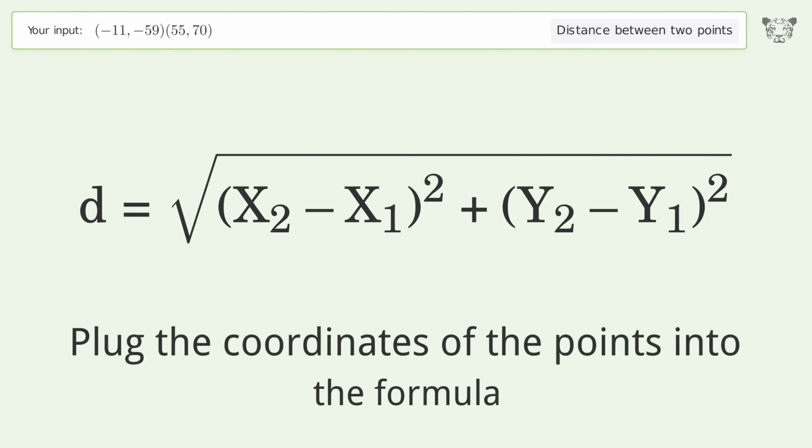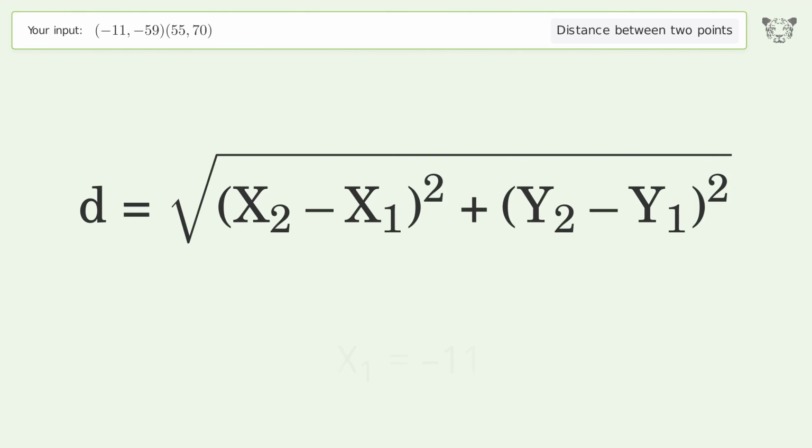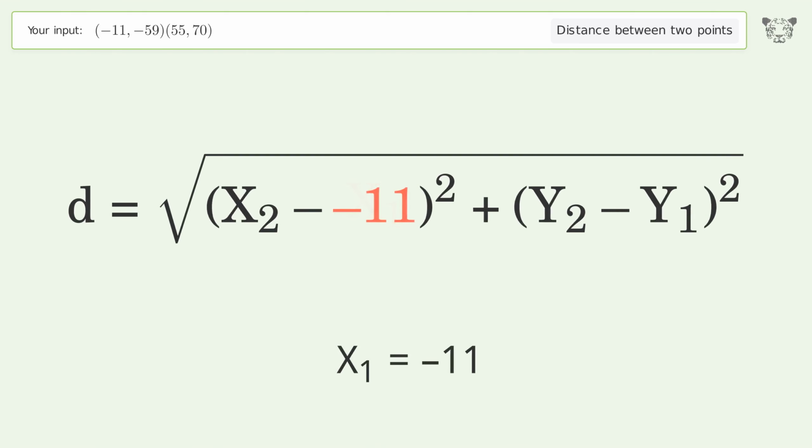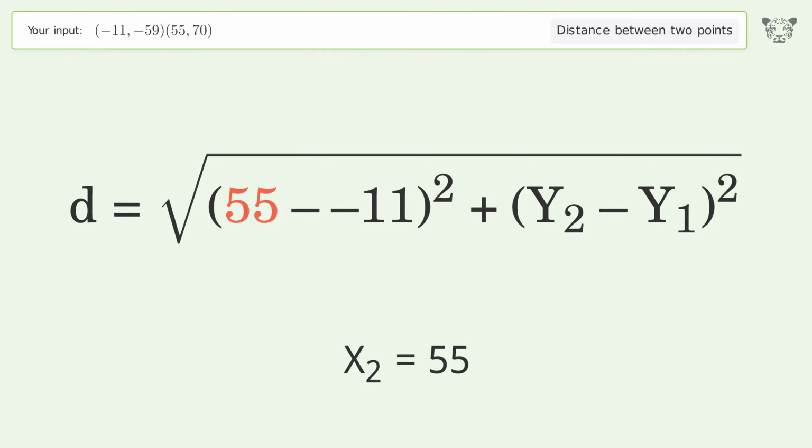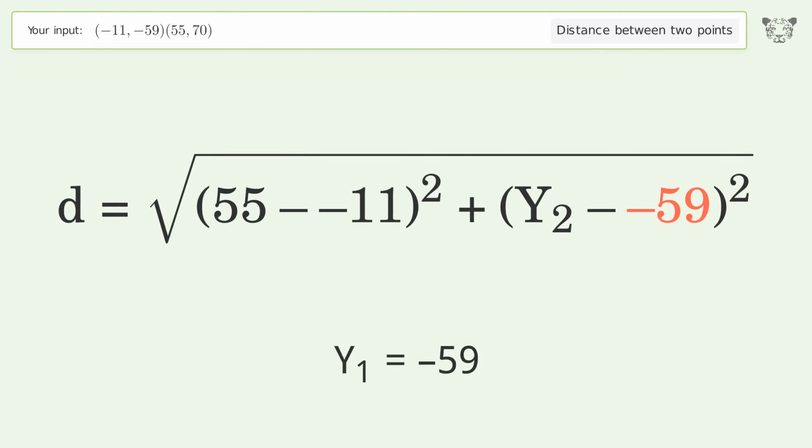Plug the coordinates of the points into the formula. x1 equals -11. x2 equals 55. y1 equals -59. y2 equals 70.